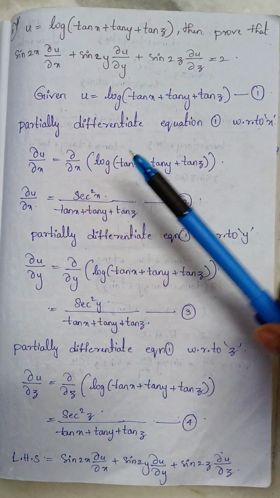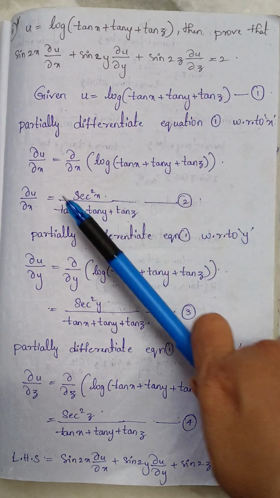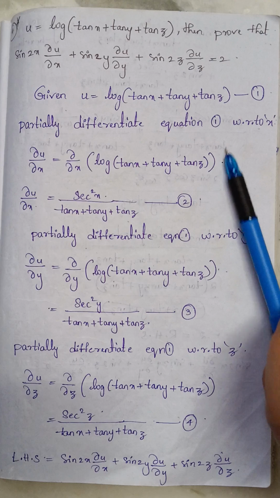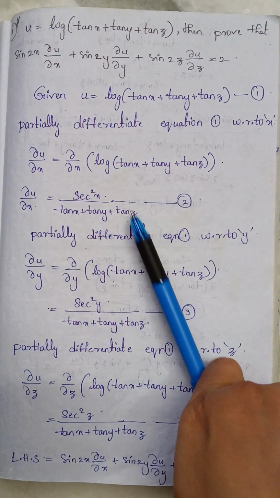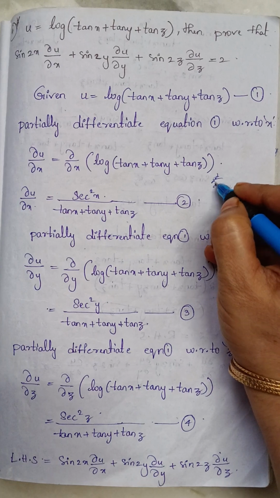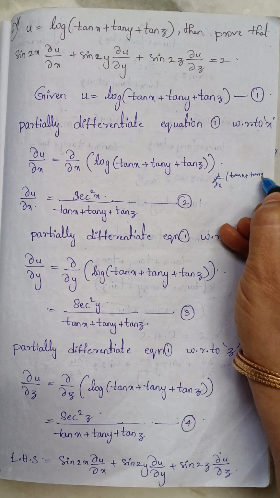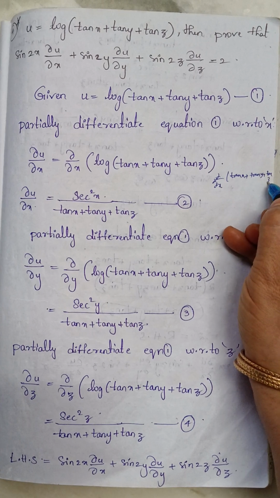Now it is in the form like log x form. Log x derivative is 1 by x. So 1 by this function, take it as it is, and again dou by dou x of this total tan x plus tan y plus tan z.